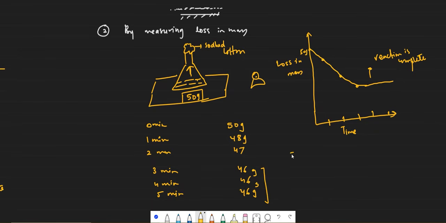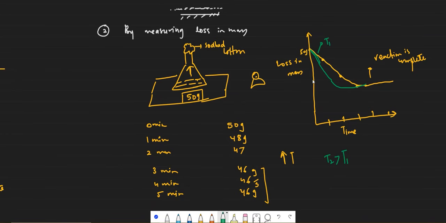Now if you increase the temperature, this curve is T1 and the curve I'm going to draw now is T2, and T2 is greater than T1. So the faster curve will be drawn to the left, so that it travels less towards the x-axis and more towards the y-axis. It will start from the same point and end at the same point, but it will be on the left side, less towards time and more towards loss in mass.